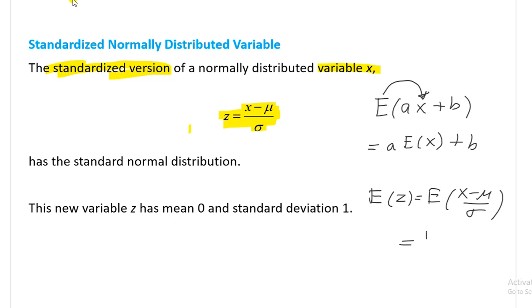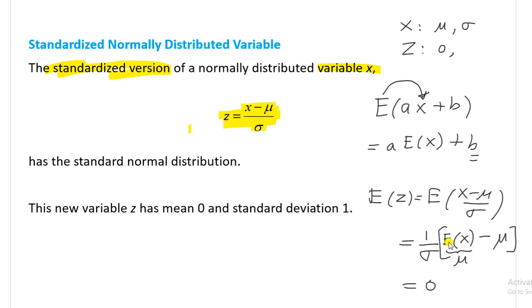is a constant. So if I continue with that, 1 over sigma will come out, and you take the expected value of x, and minus mu remains as it is, because b remains as it is. Now the expected value of x is mu, so mu minus mu is 0, so the expected value of z is 0. Similarly, you can prove that the variance of this distribution is 1. So whenever x has a normal distribution with mean mu and standard deviation sigma, then z will always have mean 0 and standard deviation 1.